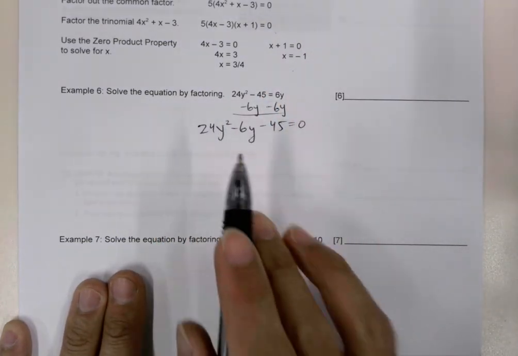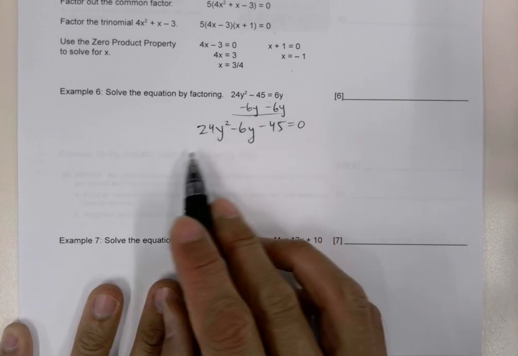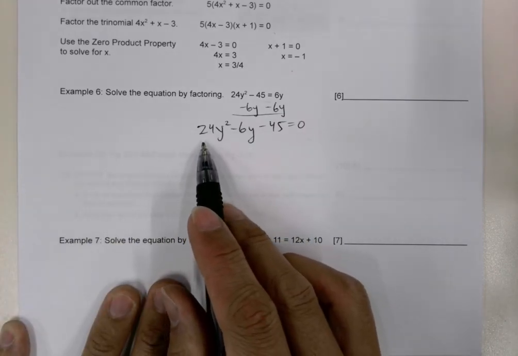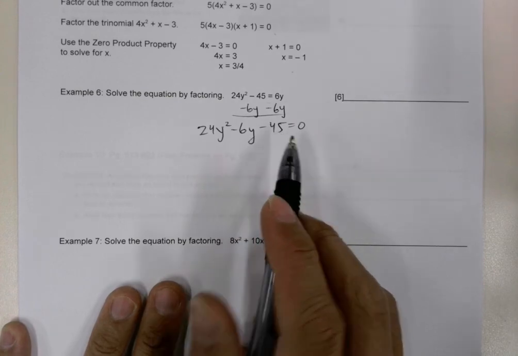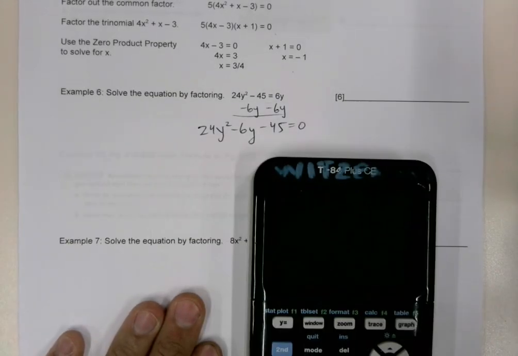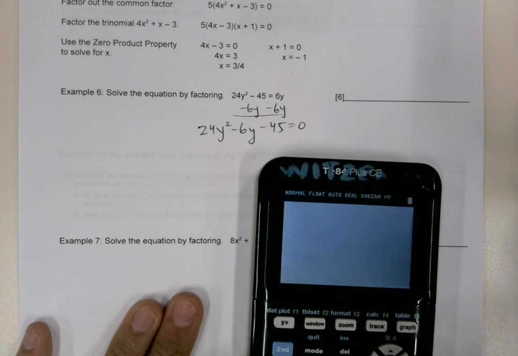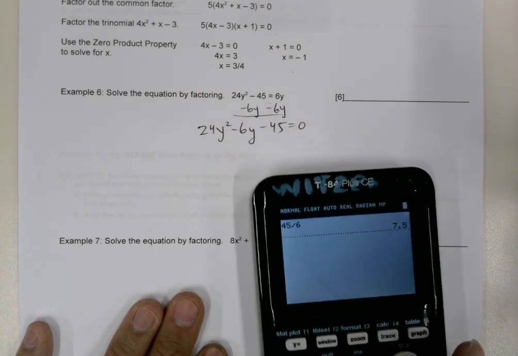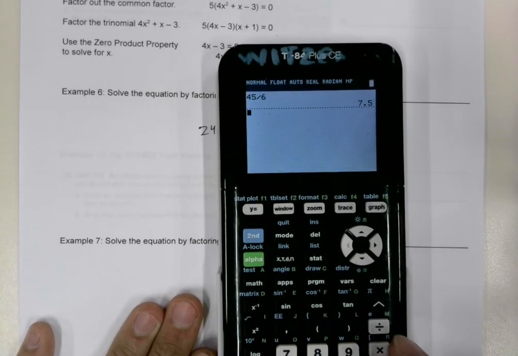All right. So now that we have 0 on one side of the equal sign and our polynomial is written in standard form, we want to see if we can factor out any numbers from 24, 6, and 45. And let's see, does 6 go into 45? I don't think that's true. So 6 goes into 24, but does 6 go into 45? It does not. So 6 is not. I think 3 is. So we do 45 divided by 3 is 15.